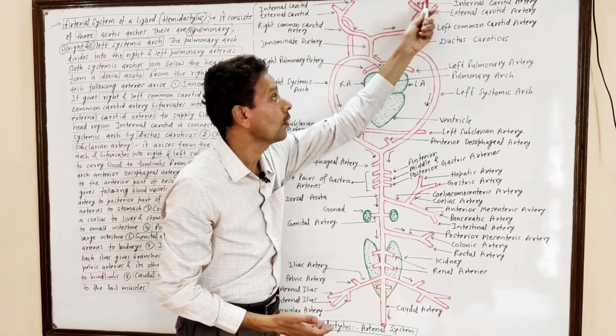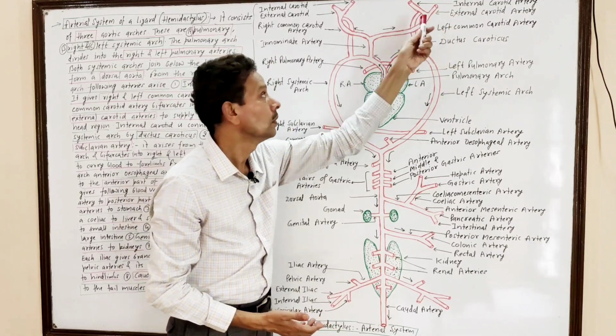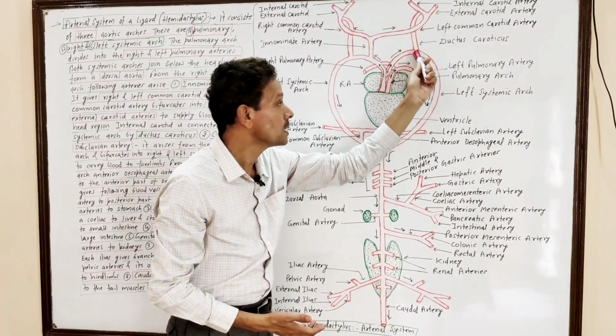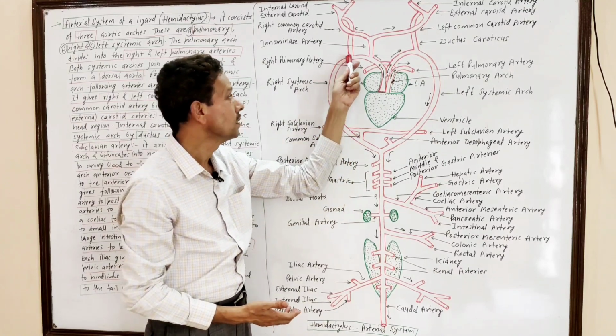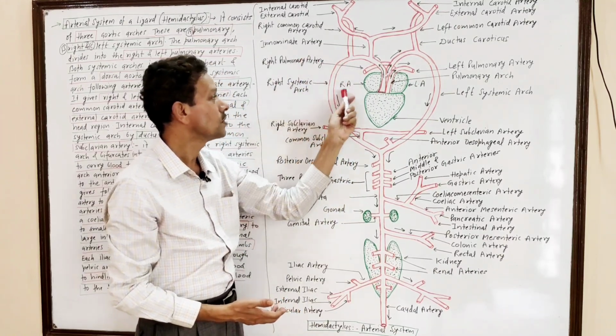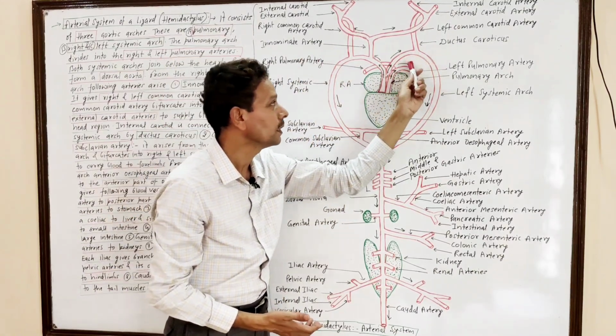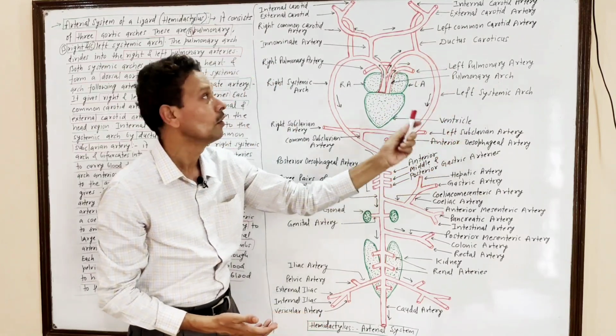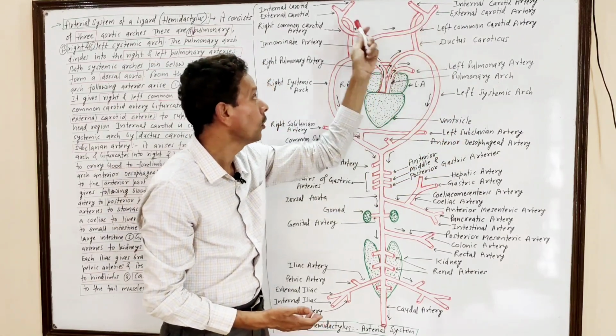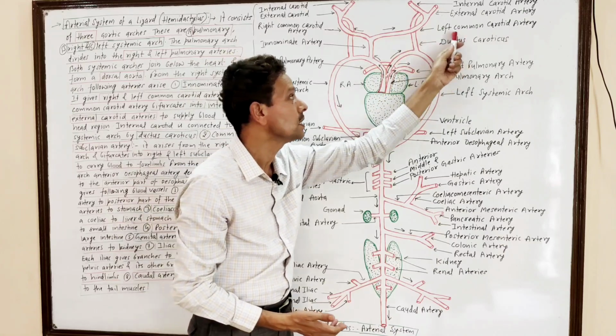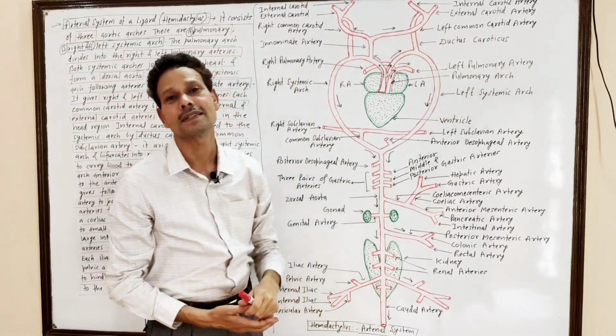This internal carotid artery remains connected with the right systemic arc, as well as on this side with the left systemic arc, by this small duct, and this blood vessel is the ductus caroticus.